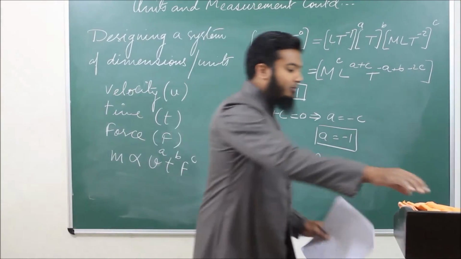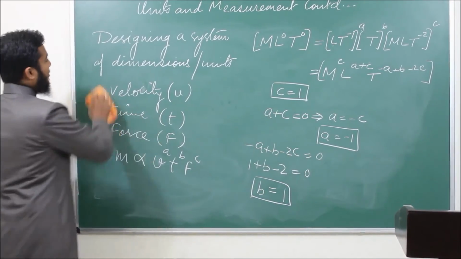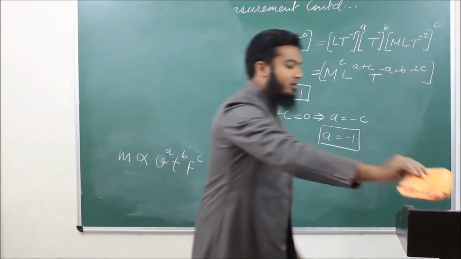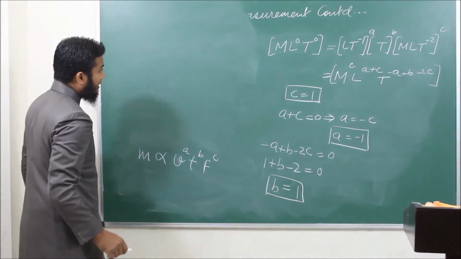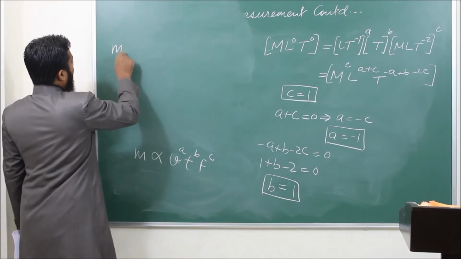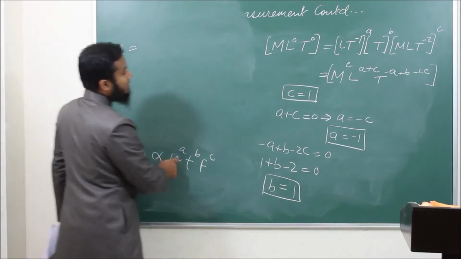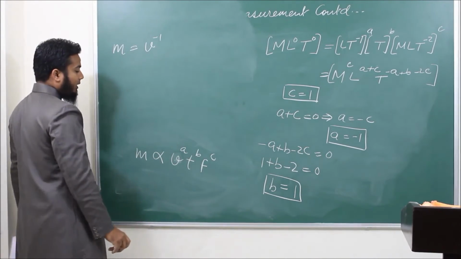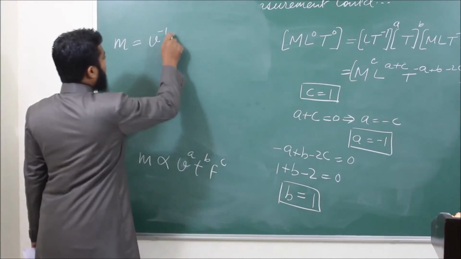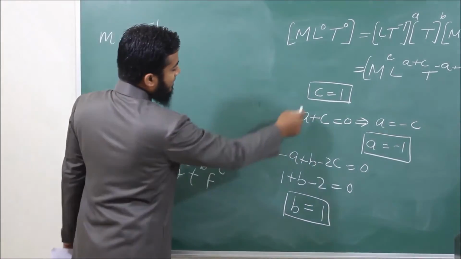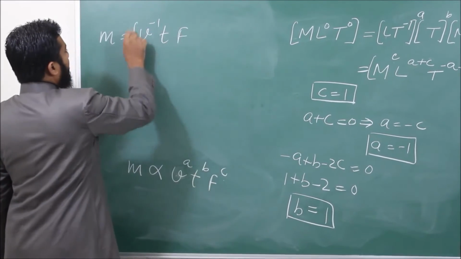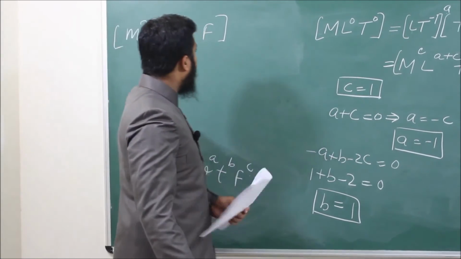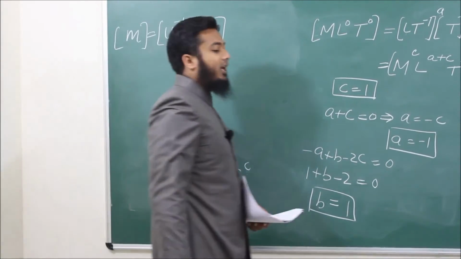Now, if I want to write the formula of mass in terms of these chosen base quantities, then M will be equal to V raised to the power A, which is minus 1, so V raised to the power minus 1, and T raised to the power B is plus 1, so just T, and F raised to the power C is again plus 1, so just F. So in terms of these base quantities, the dimensional formula for mass will look like V raised to the power minus 1, T and F.